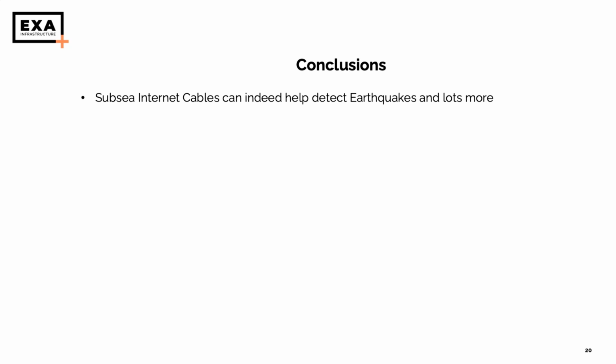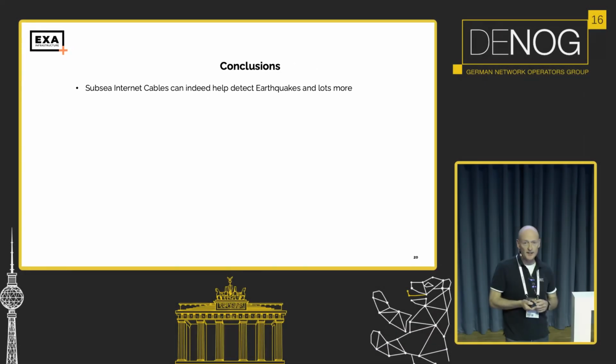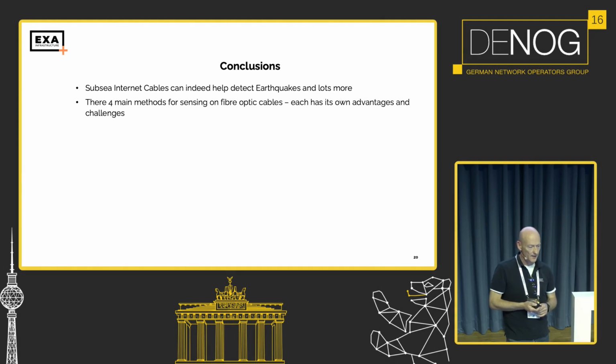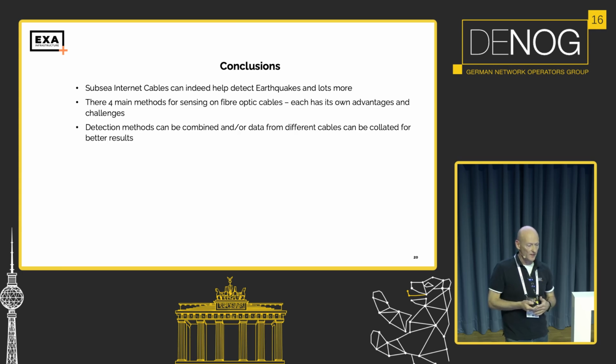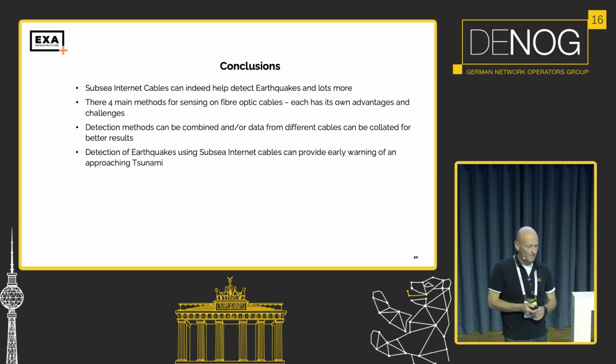So in conclusion, subsea internet cables can indeed help detect earthquakes and a lot more. There are four main methods of sensing, and each one has its own advantages or challenges. The detection methods can be combined, and data could be collated from different cables to get better results. And detecting earthquakes using subsea internet cables can give early warning of tsunami, which could save lives.